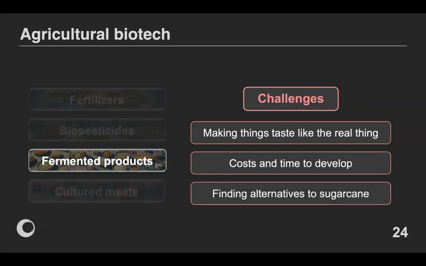And the third is that you need to find alternatives to sugarcane, mainly because it's a very inefficient way of introducing sugar as an energy source to the cells, and also very time intensive and resource intensive. If we can find ways to directly take atmospheric CO2 and have it be the carbon source for the cells, this can be really beneficial for this particular industry.